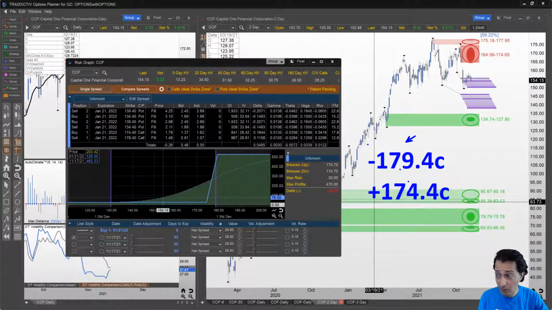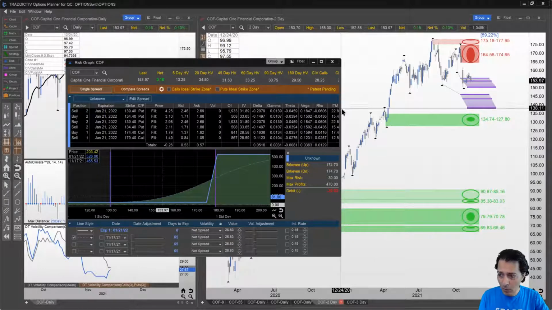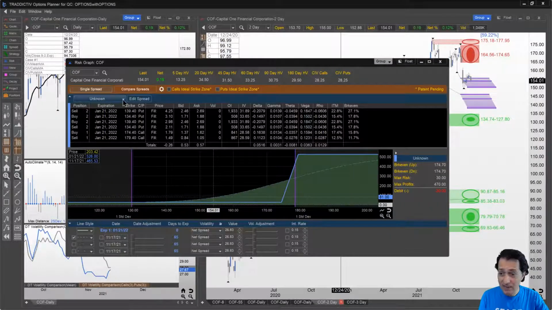So then butterflying it is going to be a better choice, where I could go ahead and sell another 179.4, okay? And then above that, at the same distance, I could buy the 184.4 call, and that would now become a directional butterfly. And I may even play with changing the distance between those strikes to see what I can accomplish with that, okay? Anyway, let's see if that is doable and this produces the desired result.